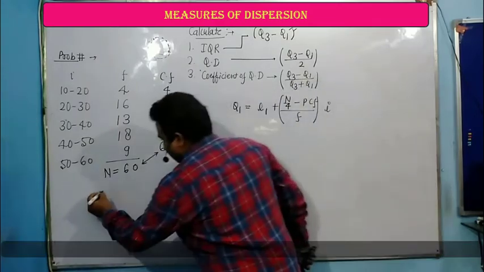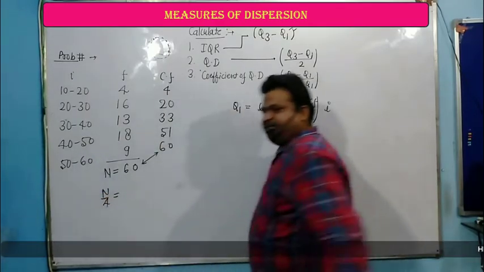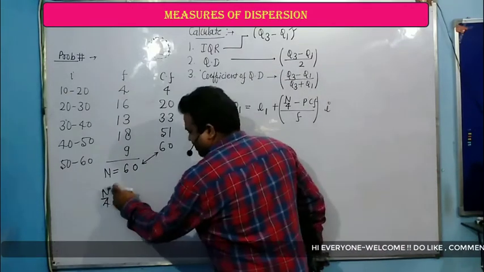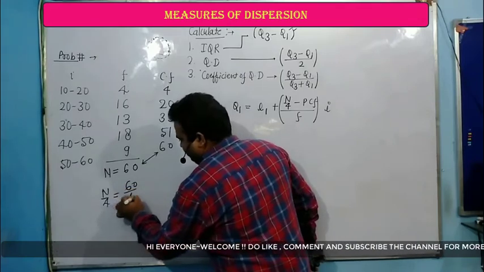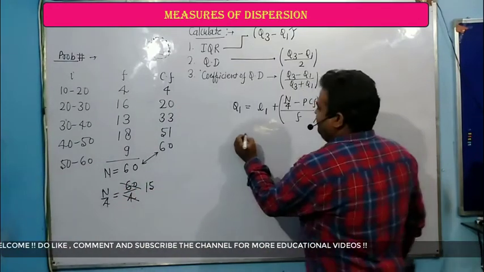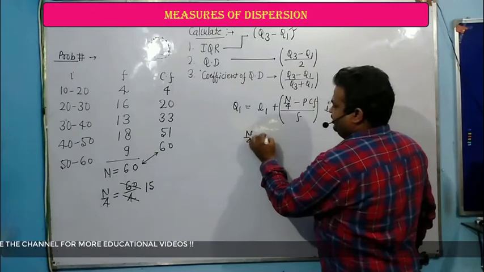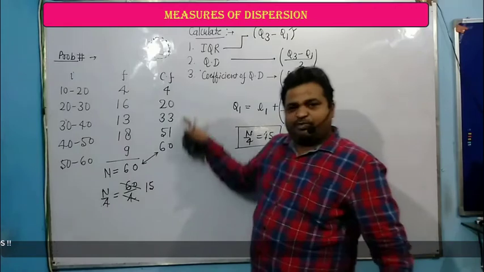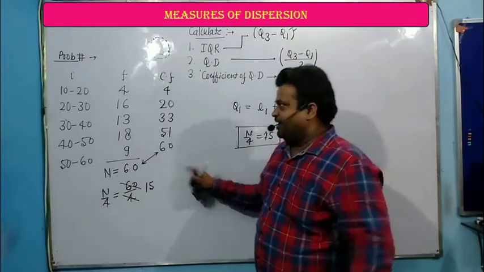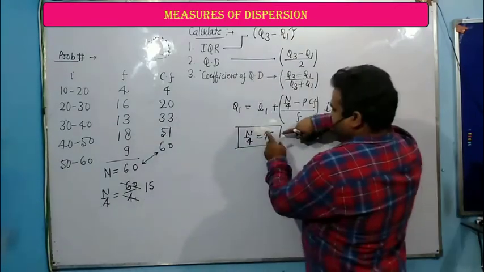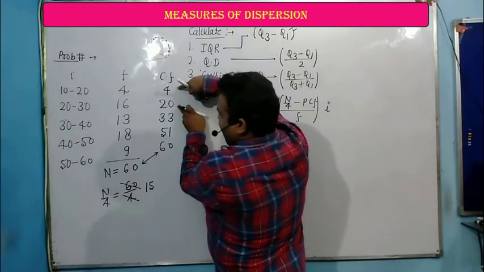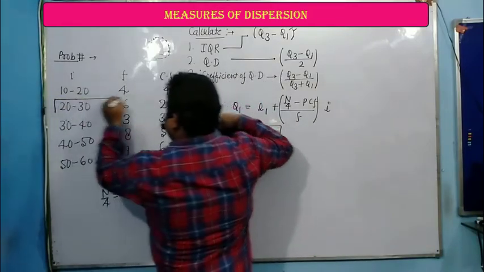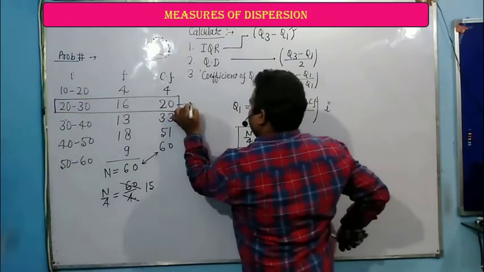What is your deciding parameter? My deciding parameter to find the Q1 class range is n by 4. So if you calculate this n by 4, you will get 15. So my n by 4 value is 15, which is my deciding parameter. Now I am checking where this 15 lies in the cumulative frequency column. This 15 lies just after this, because 4 is less than 15. So I am selecting this class. This is the range of Q1.